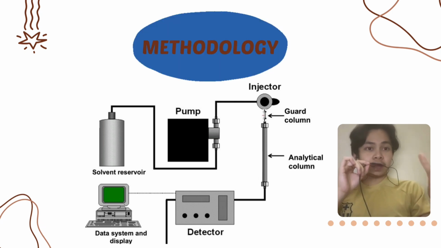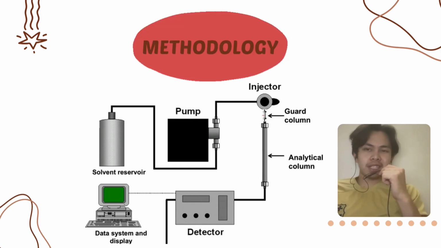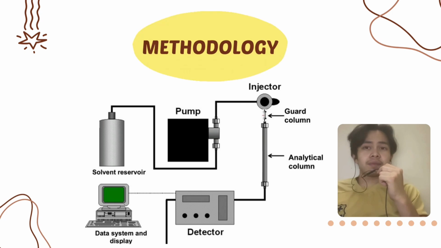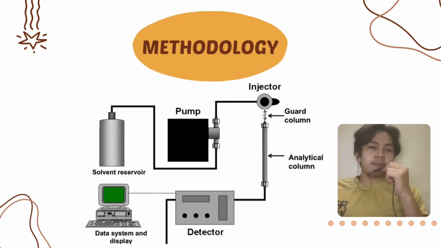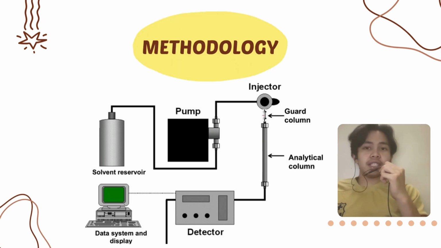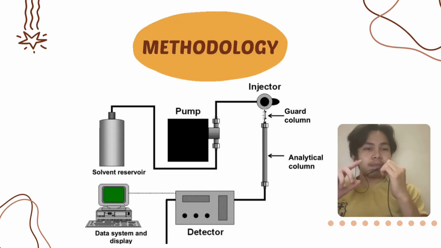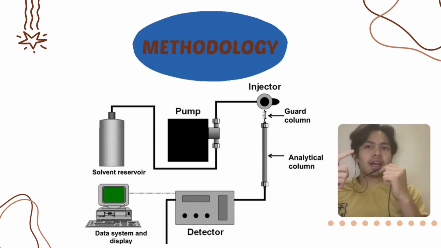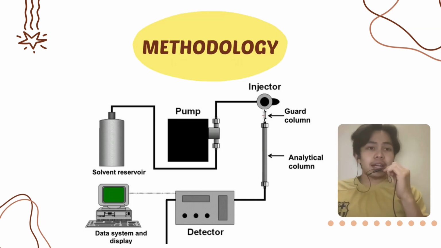Lastly, what I want to conclude from this experiment is that chromatography is an essential technique in many scientific fields. By enabling the analysis of a complex mixture, the process involves injecting a sample, separating its components as they pass through the column, and using a detector to record and visualize the result in the form of a chromatogram. That's all from me.